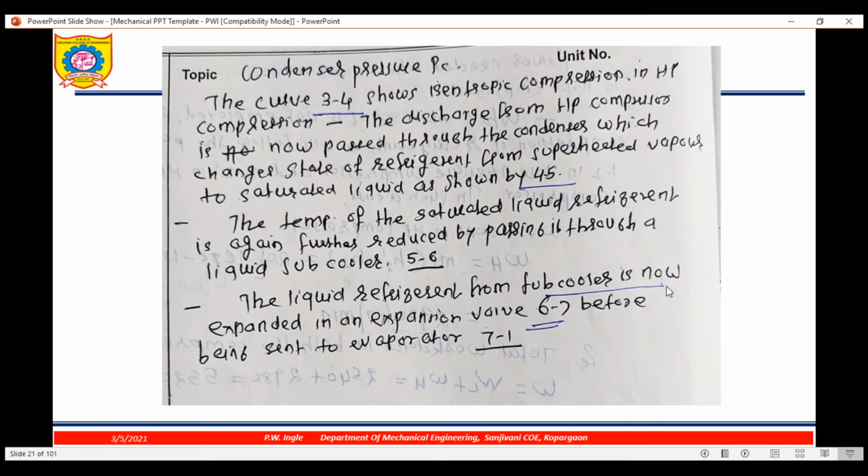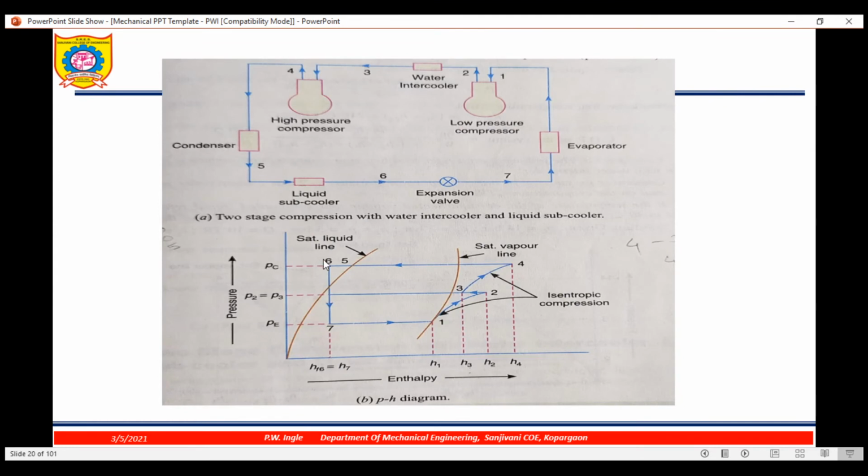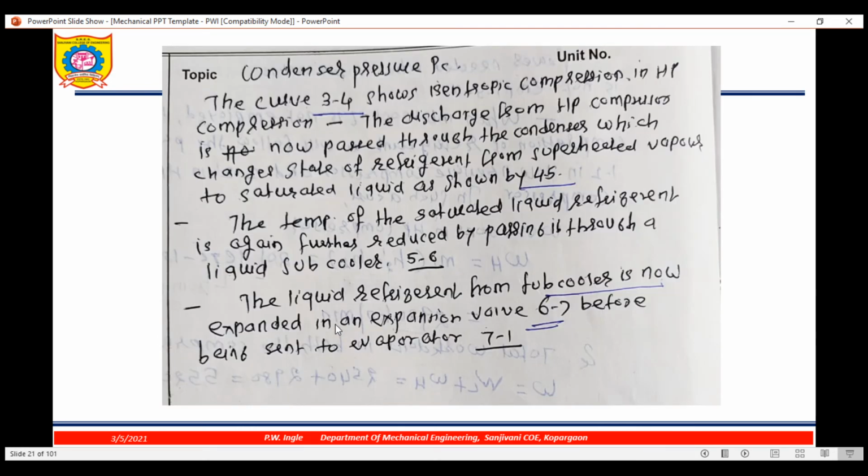The liquid refrigerant from the subcooler is now expanded in the expansion valve, shown by 6 to 7. So 6 to 7 is an isenthalpic process. So here, point 6 or state 6 indicates what? HF6, because it is a fluid. The refrigerant is in complete liquid condition. But since it is an isenthalpic process, enthalpy at 6 will be equal to enthalpy at 7. That's why HF6 equals H7. The liquid refrigerant from the subcooler is expanded in the expansion valve before being sent to the evaporator, 7 to 1.